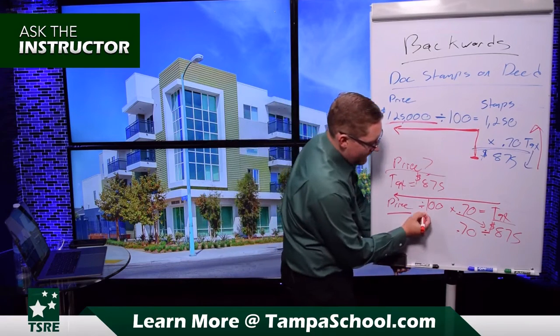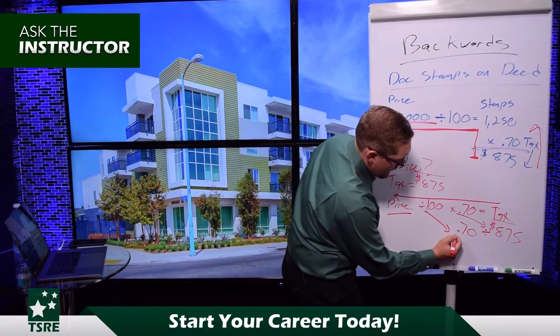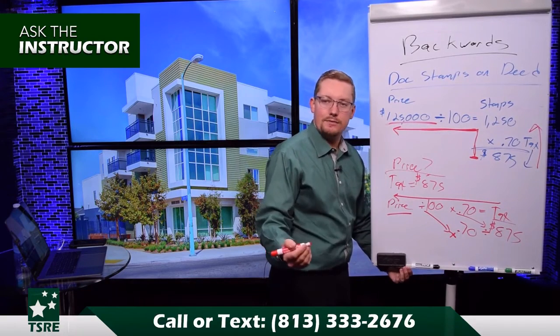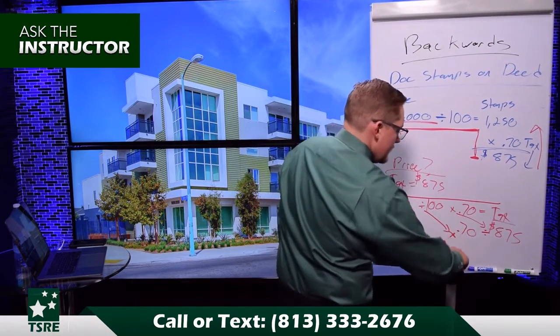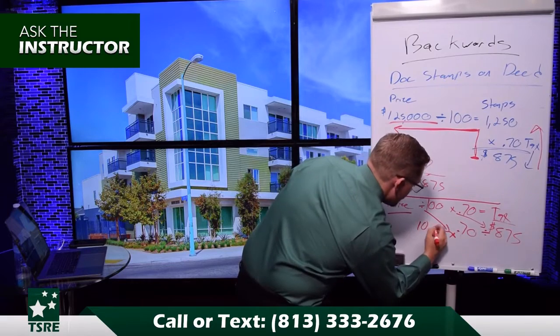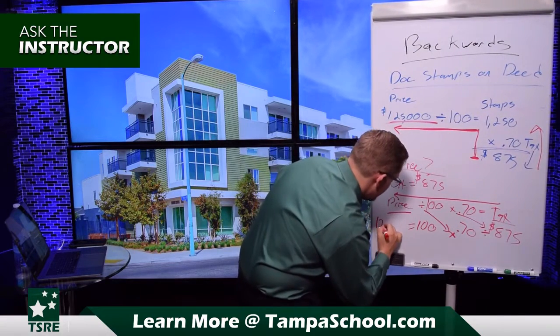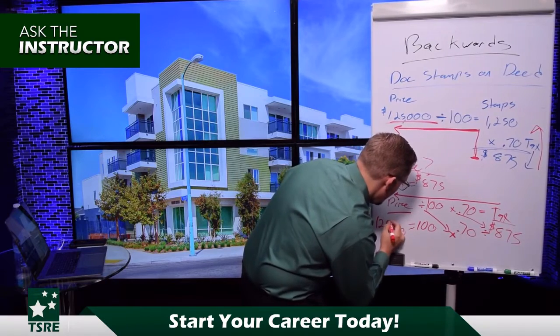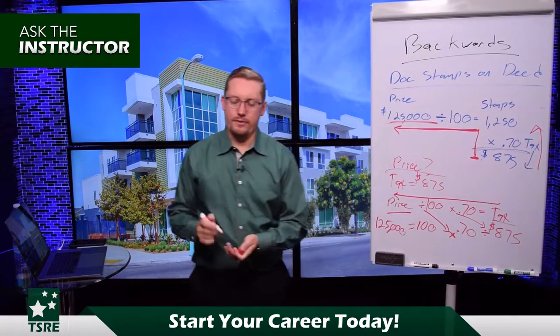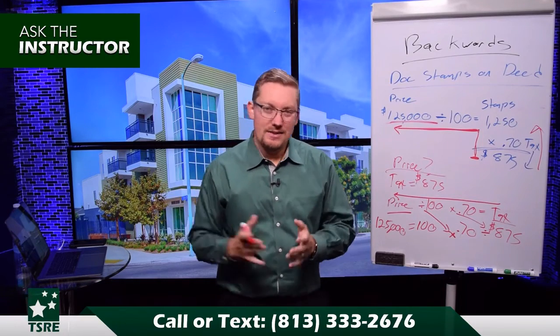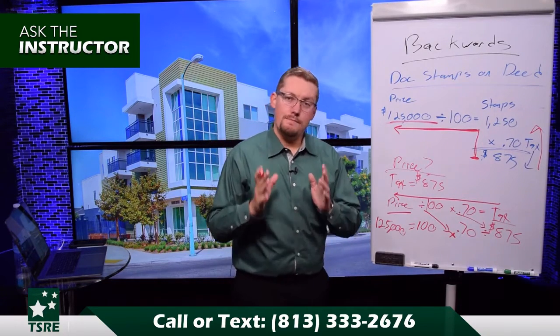And then instead of divide, we've got to multiply. Remember, we're doing the opposite. That's the flip it portion of this. So times 100, so 1,250 times 100 is going to give us $125,000.